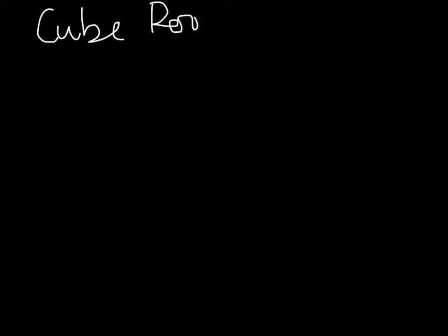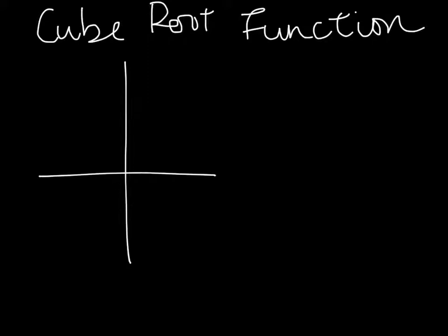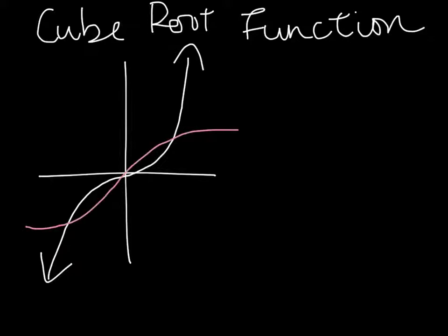Now we're going to talk about cube root. So the cube root function, the same way that the cube function looks like this, the cube root function looks a little something like this. So like the cube function, but turned. As you can see, it's not a perfect turn. The two graphs don't quite curve the same way if you were to turn them.